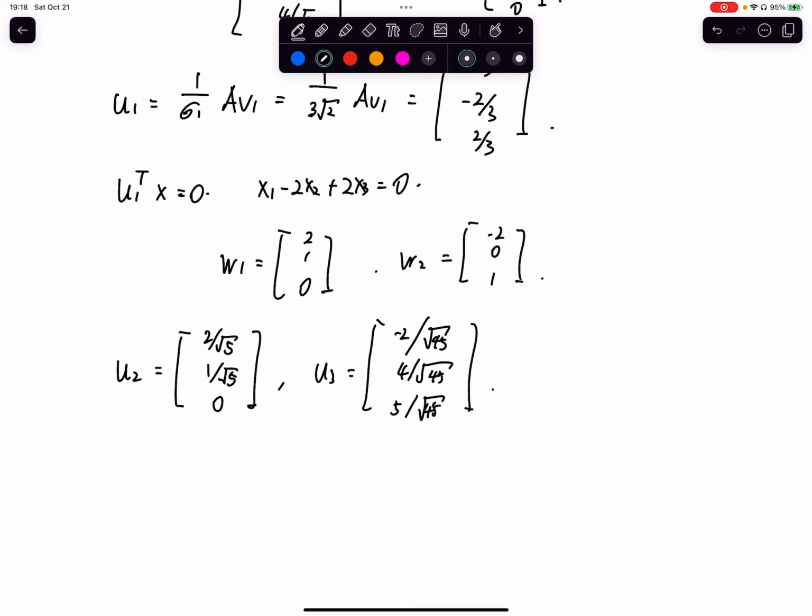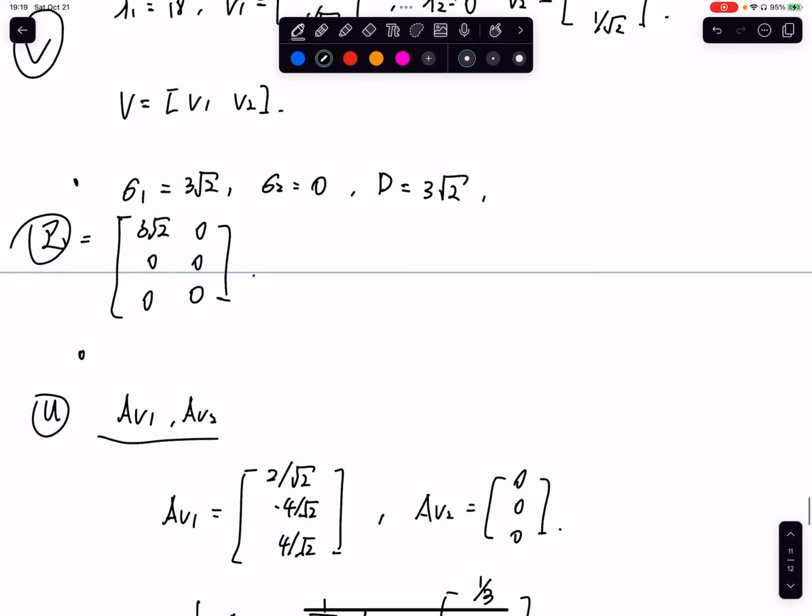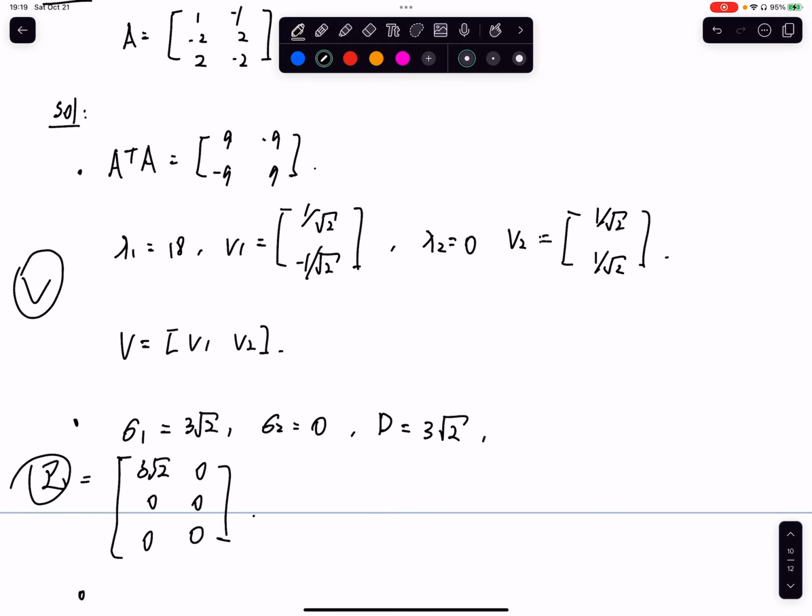And so finally we set U equal to U1, U2, and U3, and we have A equals U sigma V transpose. We just plug in our U, sigma, and V, and this is our singular value decomposition.